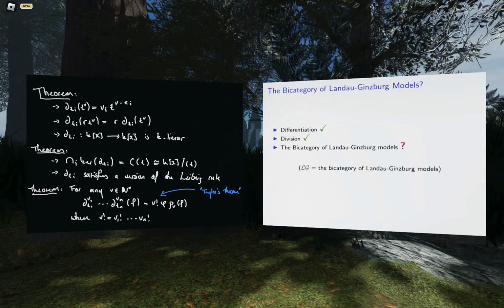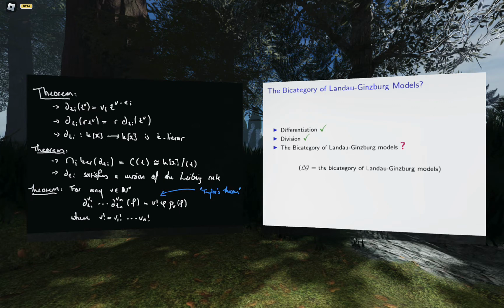I forgot to draw this up, but r here is a remainder of division by t. And these remainders of division by little t act like constants with respect to this operation, meaning we can pull them out of this differentiation map as shown there. And also, as we would definitely hope for, it is a k-linear map.